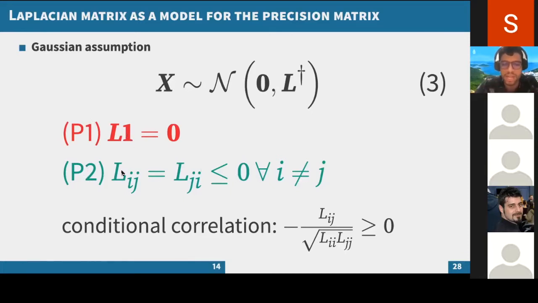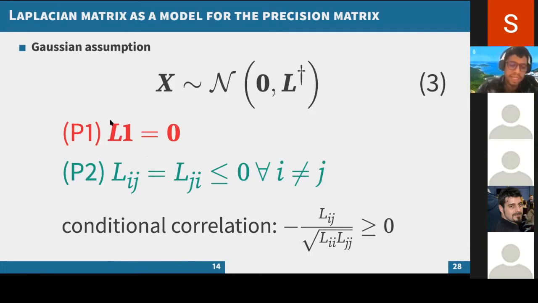Let's first talk about the second property, as funny as it sounds. The second property says that the off-diagonal elements of the Laplacian matrix are non-positive. That implies that the conditional correlations between the nodes in the graph are positive, which is actually one stylized fact that we've seen before. And then the first property here is a bit obscure, but we are going to understand it in just a second. Basically, it says that the sum of the rows or the columns of the Laplacian matrix has to be zero.